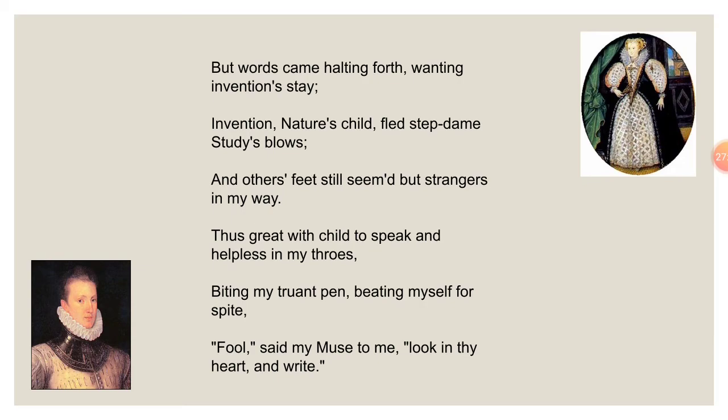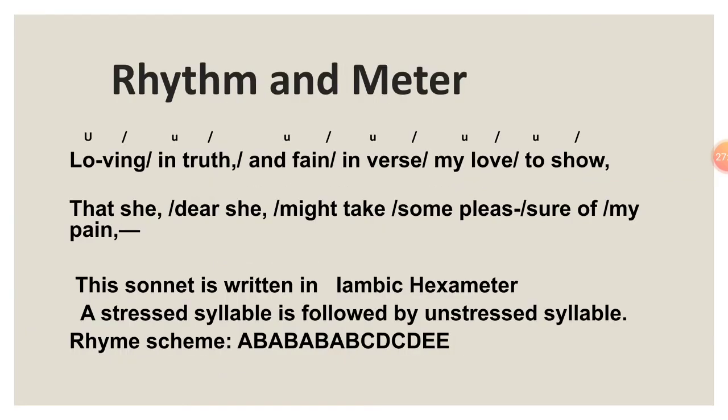So the central theme of the poem resides in the very title of the poem, Loving in Truth. Though it is not the title, still I am saying that, loving in truth. Your genuine love is the only inspiration for writing a poem of love. Now, rhythm and meter. The rhyme scheme is A, B, A, B, A, B, A, B, C, D, C, D, E, E. E is the last couplet.